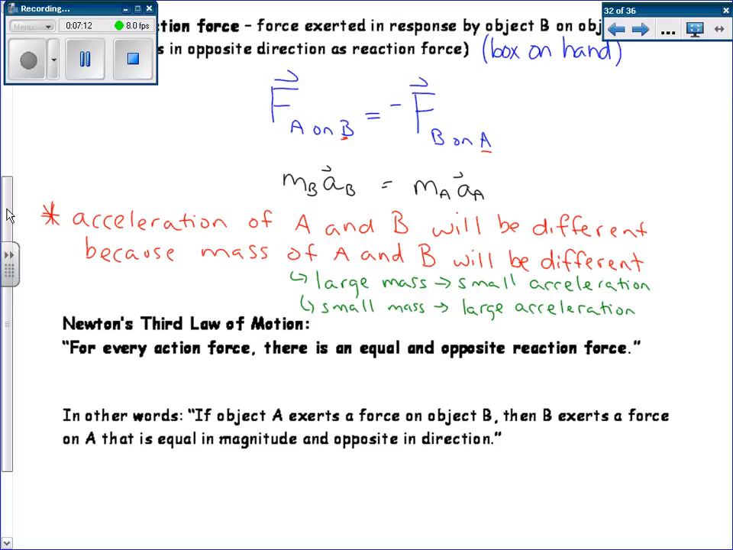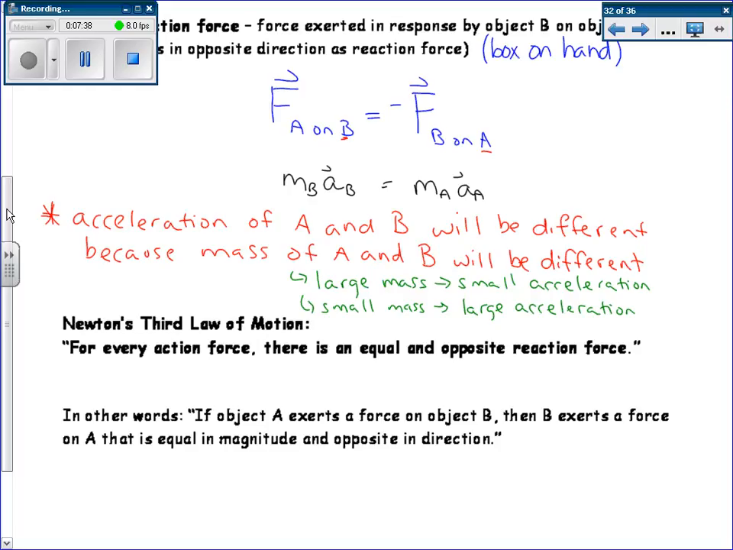We ignore air resistance in this. So basically it's the force of gravity that pulls the pen down. So the force of gravity from the earth pulls the pen down. At the same time, weirdly enough, there's the force of gravity from the pen pulling the earth up. We just don't see that happen. So if I drop it, it's going to fall down.